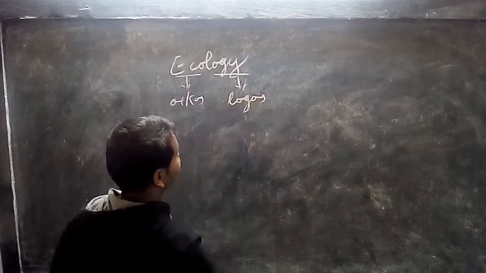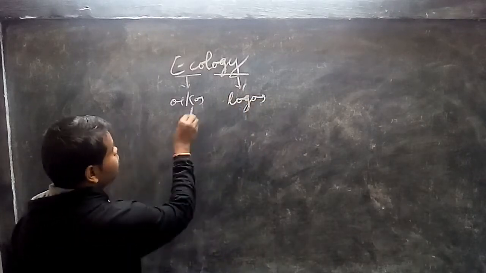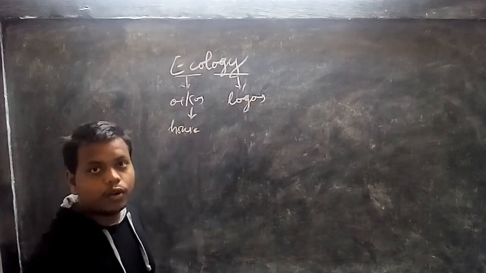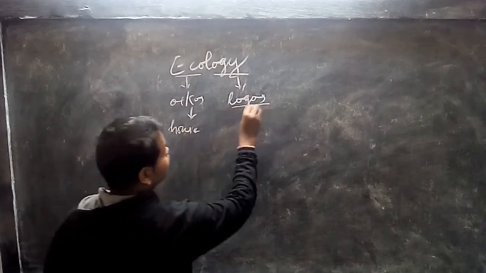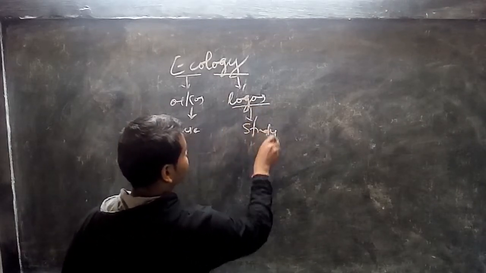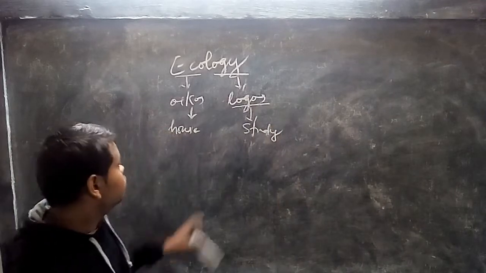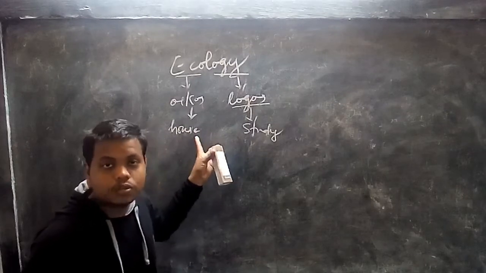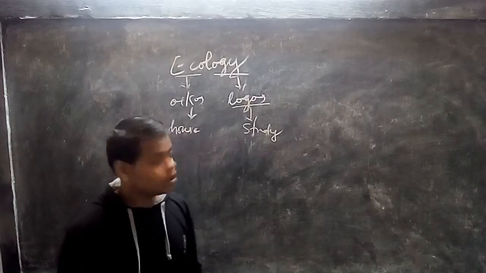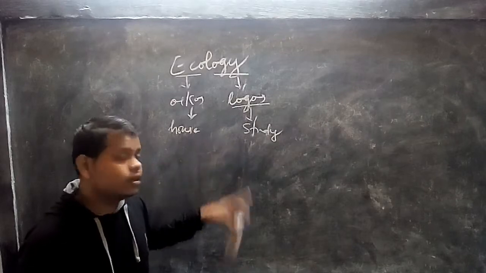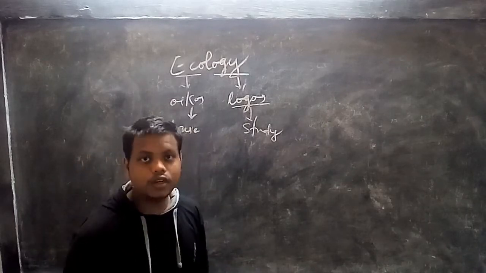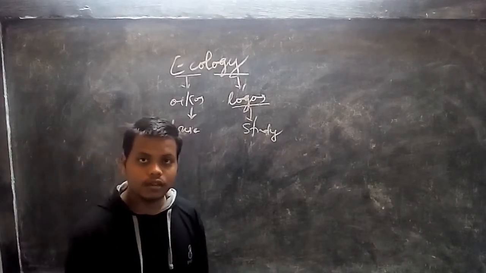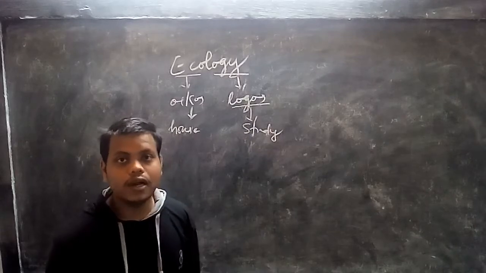Here oikos means house or any dwelling area. Then logos refers to study. So ecology refers to the study about the house. House refers to our environment. Study of environment and the interrelationship between the living organisms, that may be plant, that may be animal, and their environment.